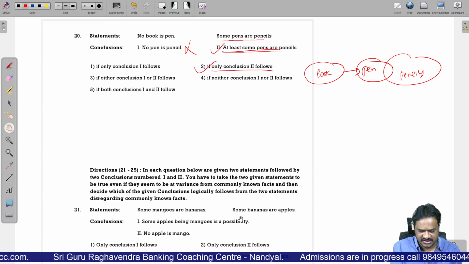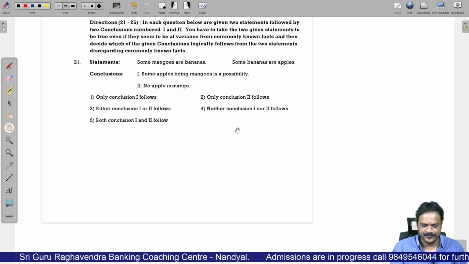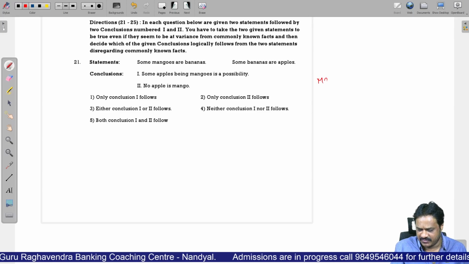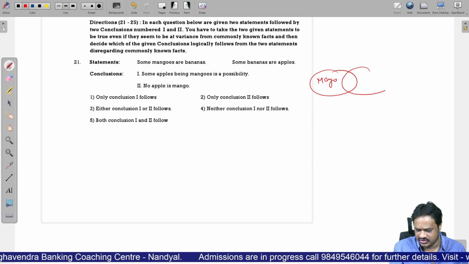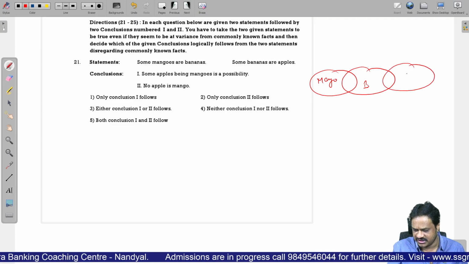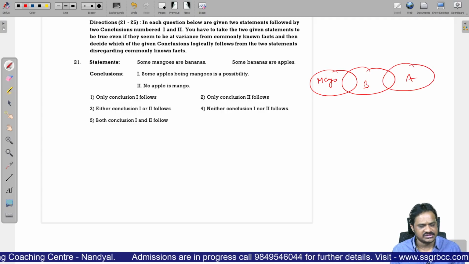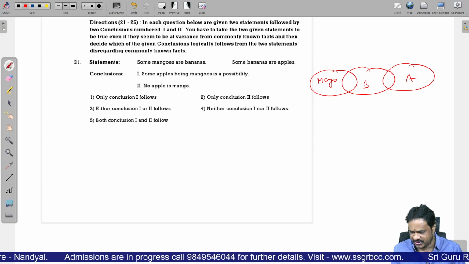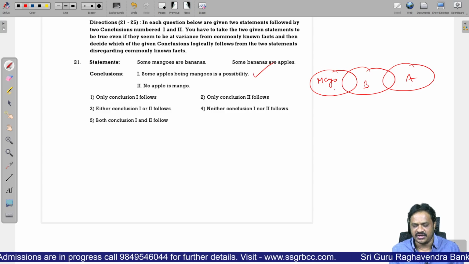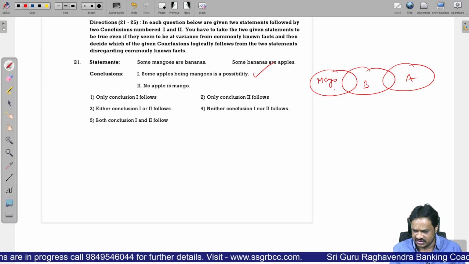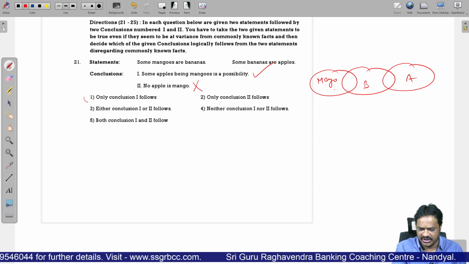Now let us see the next one. 21. Some mangoes are bananas. Some bananas are apples. Some apples being mangoes is a possibility. Some apples being mangoes is a possibility definitely follows, since there is no relation. No apple is mango does not follow. So only one follows.